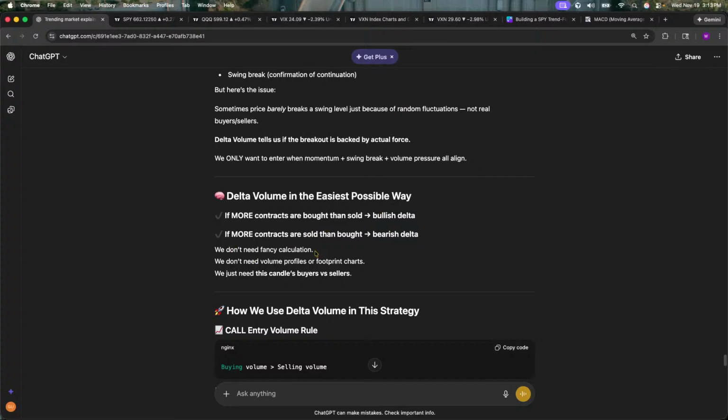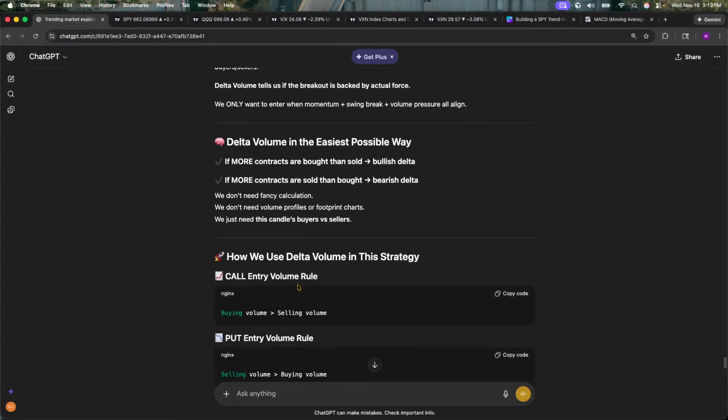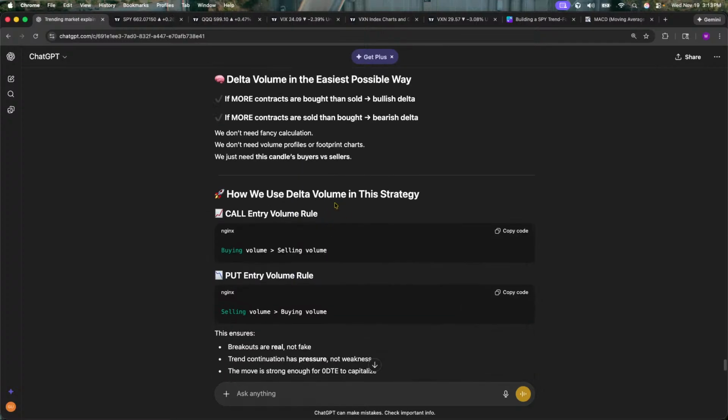We don't need a fancy calculation. We just need to measure the volume profiles or the footprint charts. We need the candle versus the buyers. We have that: buyers and the sellers.